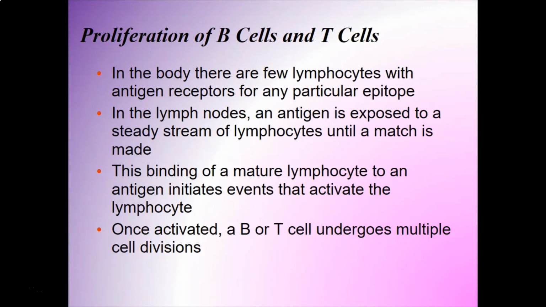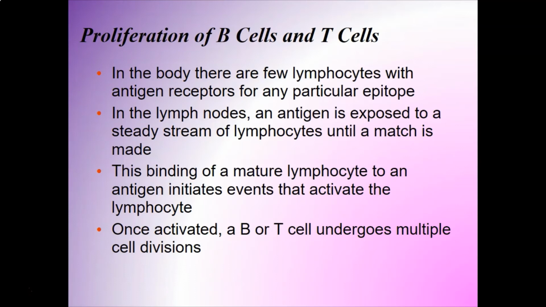So in the body, there are a few lymphocytes with antigen receptors for basically any particular epitope, hopefully, right? So in the lymph nodes, an antigen is exposed to a steady stream of lymphocytes until a match is made. Remember, those lymph nodes had tons and tons of different types of cells in there, and you're just hoping that one matches up correctly. So this binding of a mature lymphocyte to an antigen initiates events that activate that lymphocyte, right?